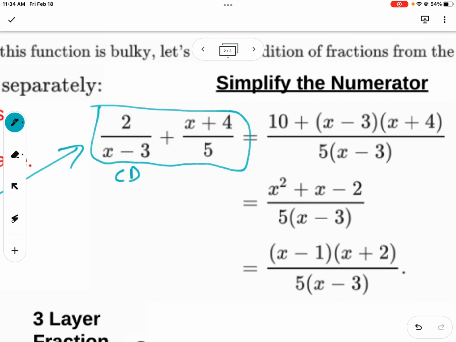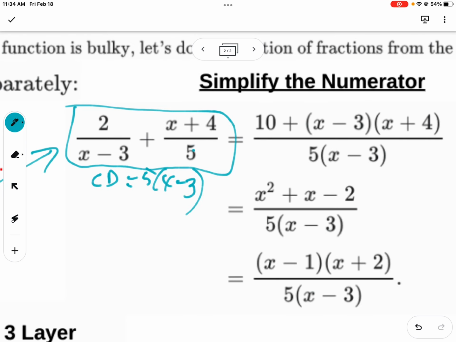I don't want to put it in the limit because there's going to be so much work showing that I might lose track of where I am in the limit. So I do the simplification of that fraction that's inside the fraction off to the right. What's the common denominator? 5 times x minus 3.